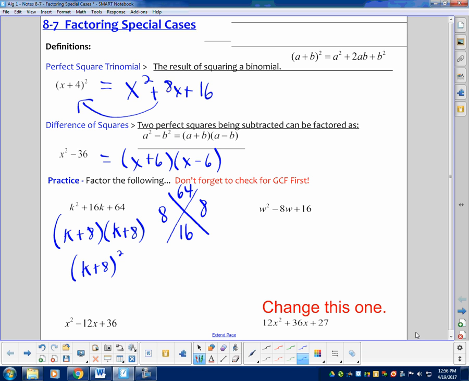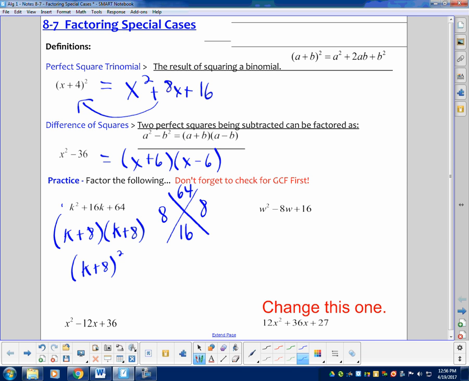Look at the first term. Is it a perfect square? Yeah. Last term is a perfect square. Now, is this middle term double the square root of the last term? Square root of the last term would be 8. Is the middle term double 8? Yes. So this is a perfect square.